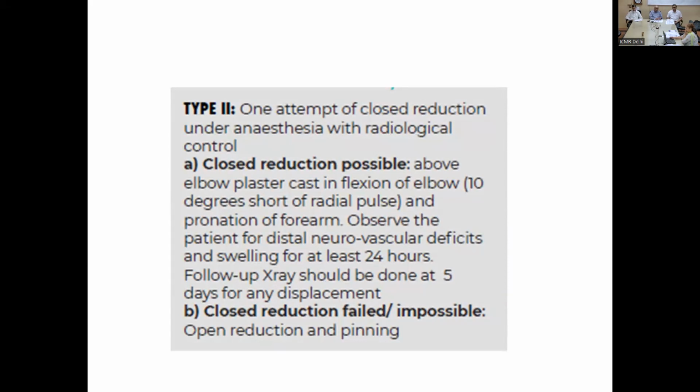Again, the same thing, we have to see whether the radial pulse becomes absent or not. If by flexing, the radial pulse is absent, we should extend 10 degrees from that level and give the cast in that position with pronation of the forearm. Otherwise, 90-degree flexion is the desirable position.